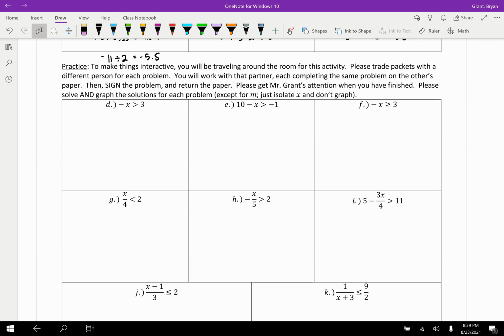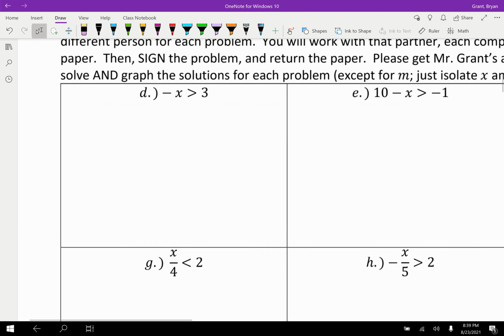All right, you're back. Let's see how you did. Part D. Well, we've seen this one before. We actually saw something similar to this last class. This is -1 times x. So I'm going to rewrite the problem quickly. -1 times x is greater than 3.